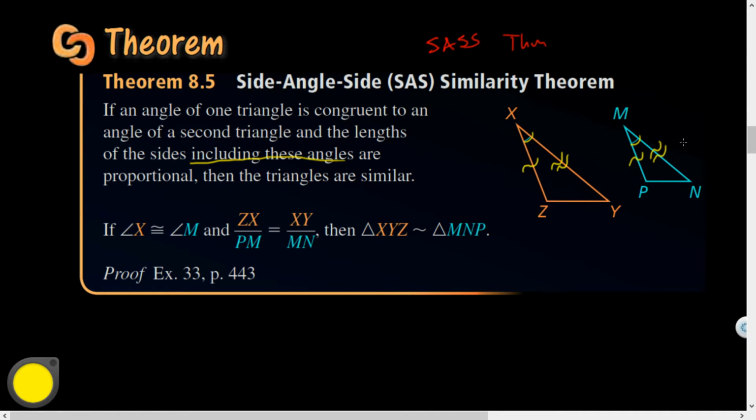Oh yeah, it looks cool. I could turn this into Hey Arnold or something. Alright, alright. So yeah, you get the idea. It's a theorem with the side angle sideness going on.